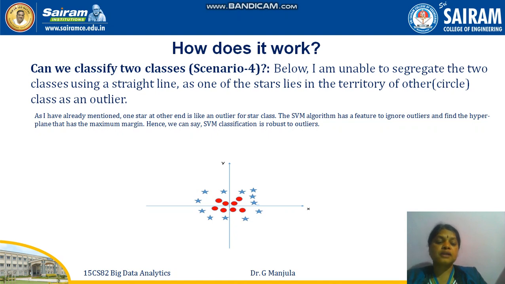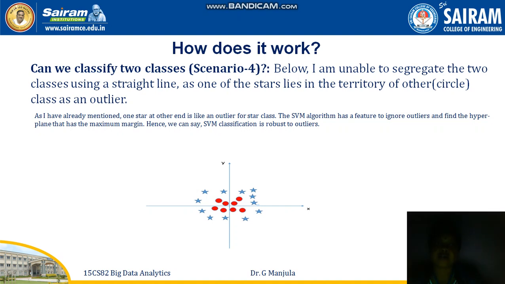Now how do we take a decision if the vectors are like this? As I have already mentioned, one star at the other end is like an outlier for the star class. That means the SVM algorithm has a feature to ignore the outliers and find the hyperplane.